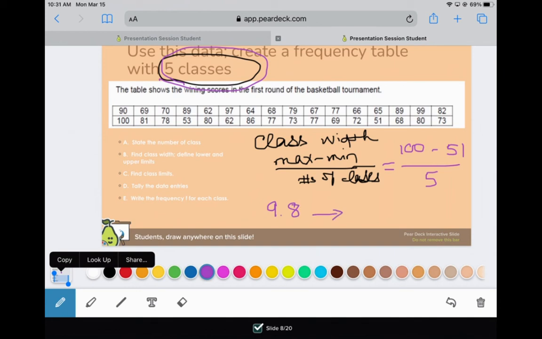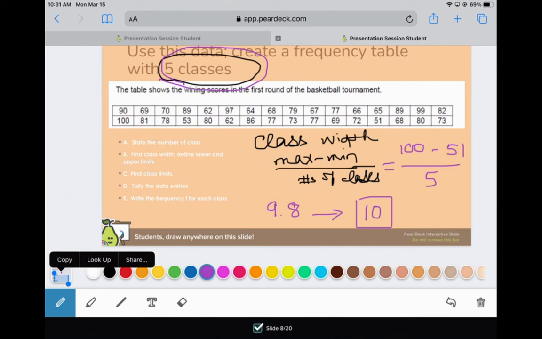Now here's a question. It's 9.8. I want a whole number. So either I'm going to round up to 10, or I'm going to round down to 9. Which is the right number I should use? Should be 10 because you want to round up. So that should be 10. Yes. So the class width for this one is 10.